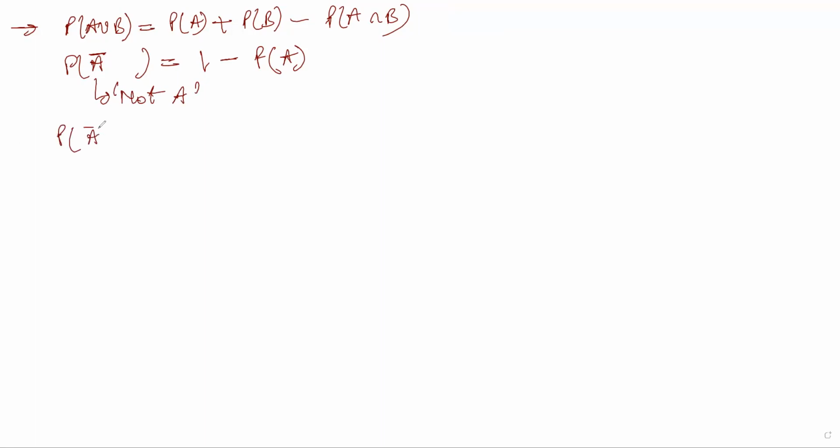Similarly, the probability of A intersection B whole complement can either be written as 1 minus probability of A intersection B, or by using De Morgan's law. Do you know De Morgan's law? Can someone tell me the expression for De Morgan's? Can we distribute this complement?